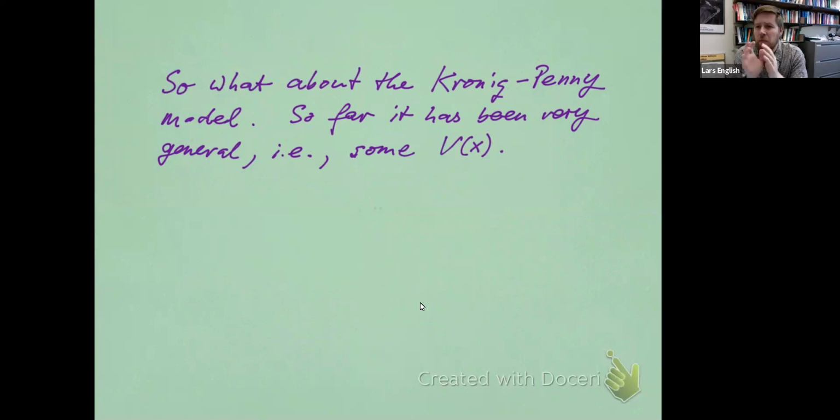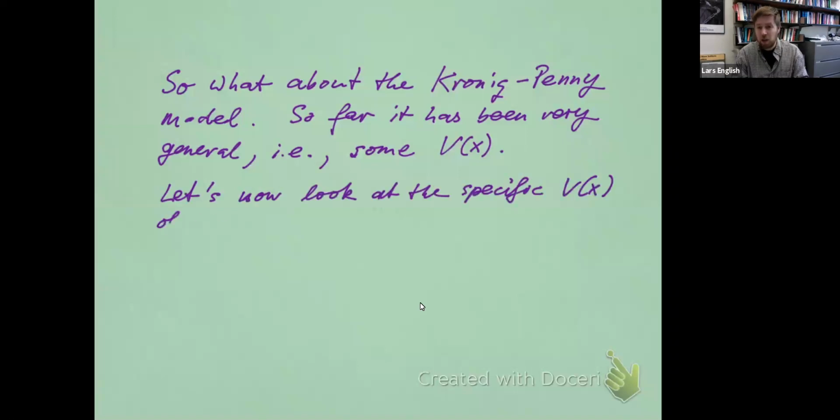But can we apply the result now back to the Kronig-Penney model? So we have a particular prediction there for the Kronig-Penney model. So far we've just talked about a general V sub X that's periodic and therefore can be represented by a Fourier series. But what about this particular model, right?